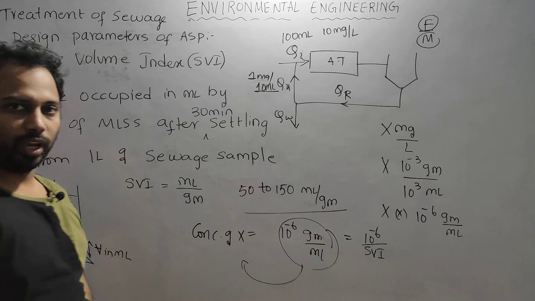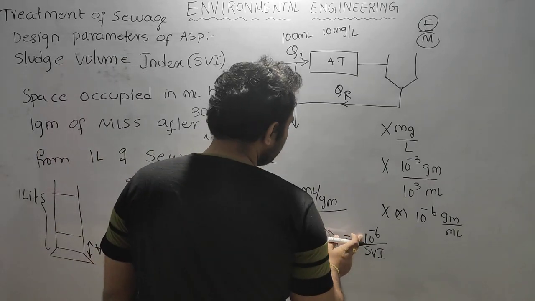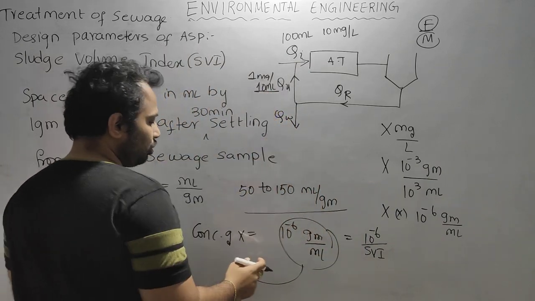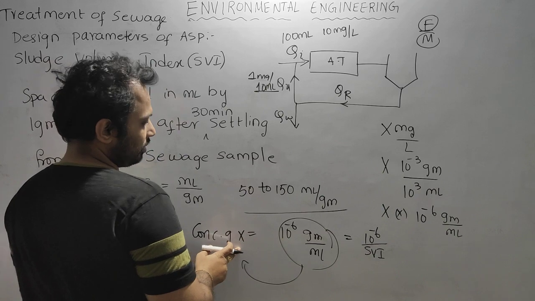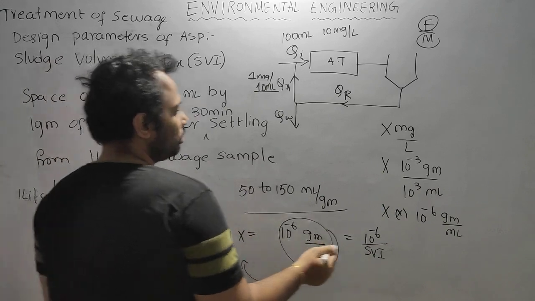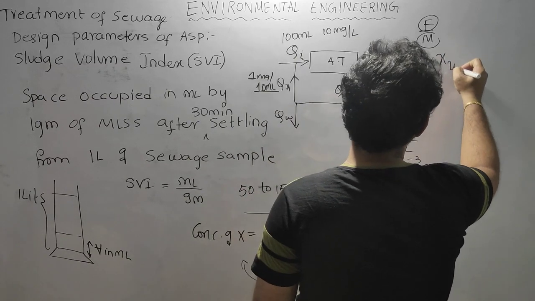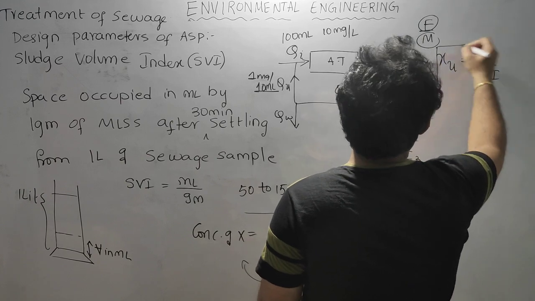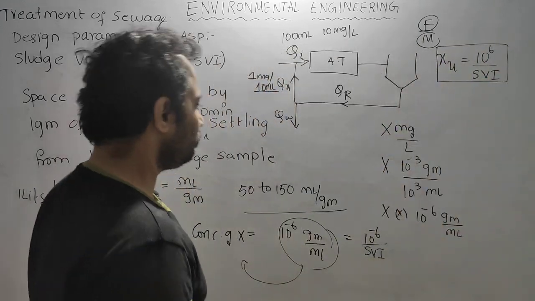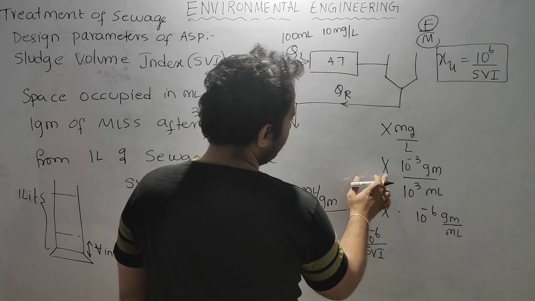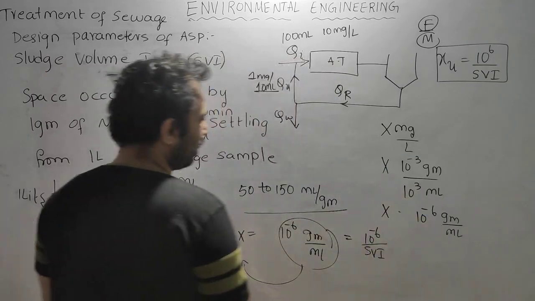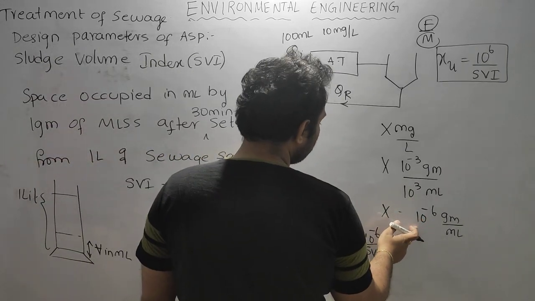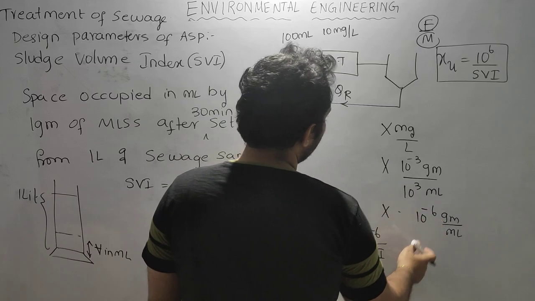Okay, by SVI. Now if I am taking this as XU, so this is X. If you equate this to XU, that is 10 to the power of 6 by SVI. Here this is actually X. So if I am taking this on the other side, then it will become 10 to the power of 6 ml by gram.